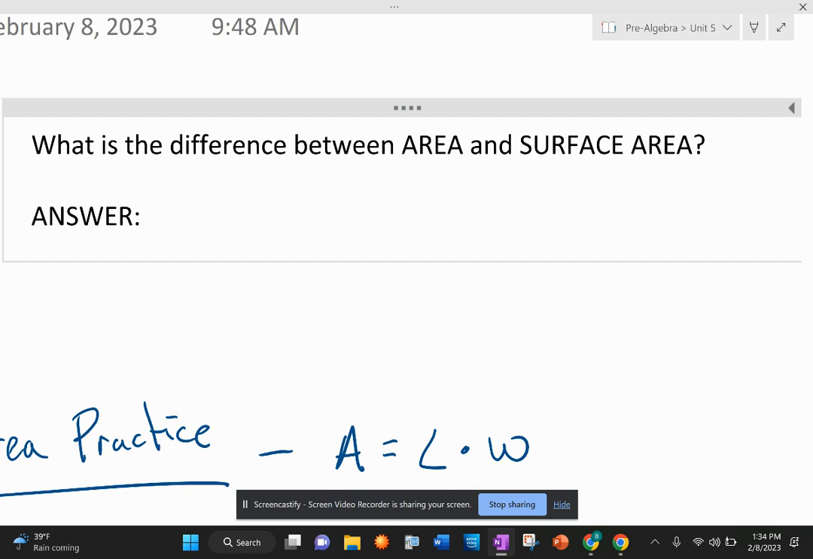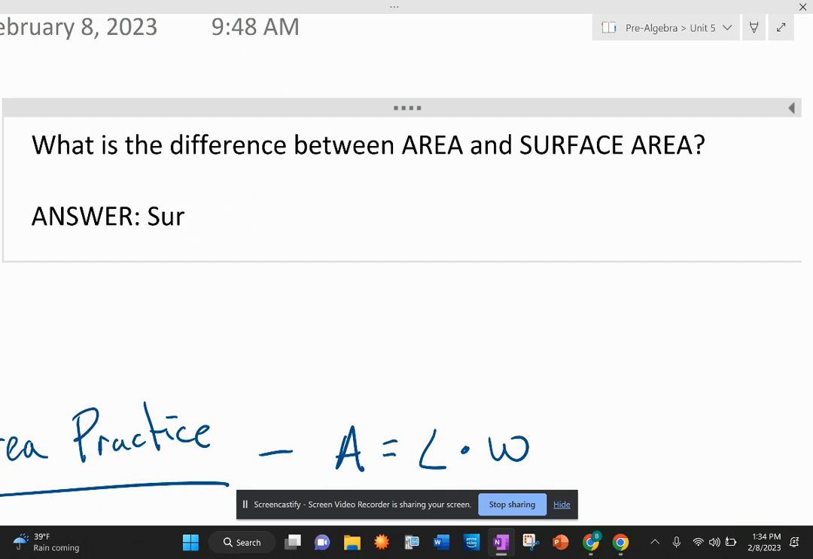Okay, so if we put all three of y'all's answers together, we would actually have the answer, I think. Surface area is taking a three-dimensional shape and finding the measurement of the exposed part of the shape. So when I say exposed, why am I saying exposed? Because it's three-dimensional. So now it has an outside and an inside. So if I wanted to find the surface area of this cup, I'm taking the measurements of the entire outside of the cup, right?